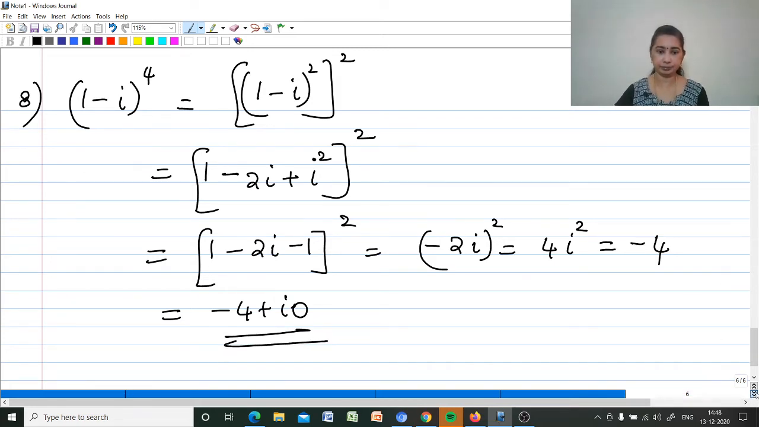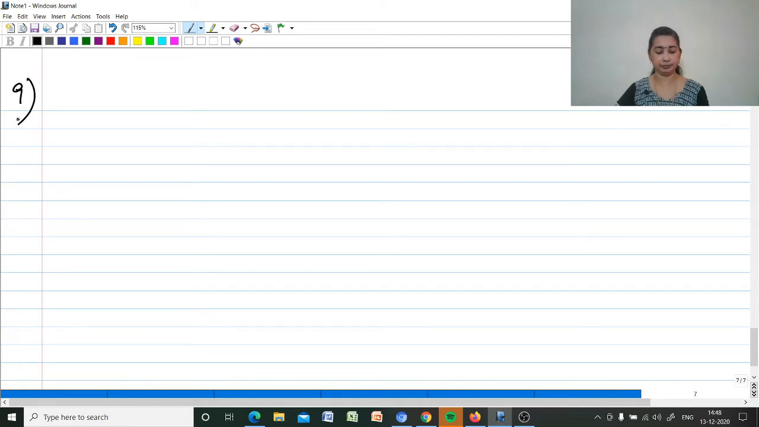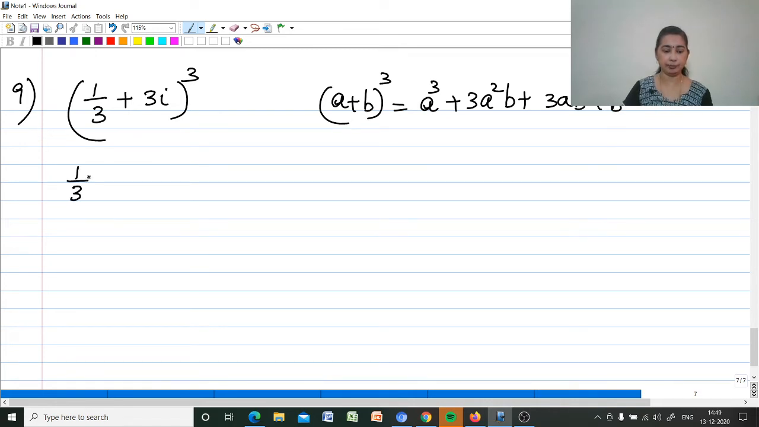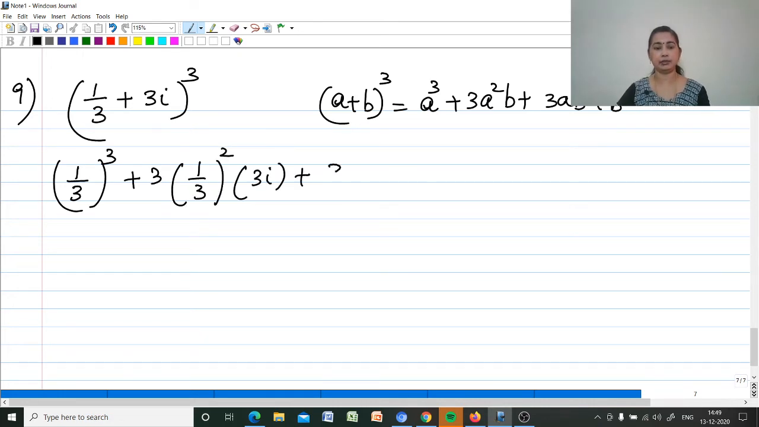Now next one, question number 9. (1/3 + 3i)^3. So (a + b)^3, we have already learned what (a + b)^3 is. It is a^3 + 3a^2 b + 3ab^2 + b^3. Same way we can expand this. So (1/3)^3 + 3 into (1/3)^2 into 3i + 3 into 1/3 into (3i)^2 + (3i)^3.